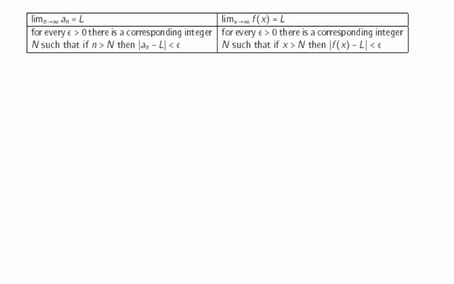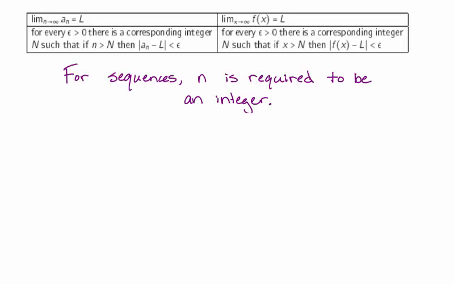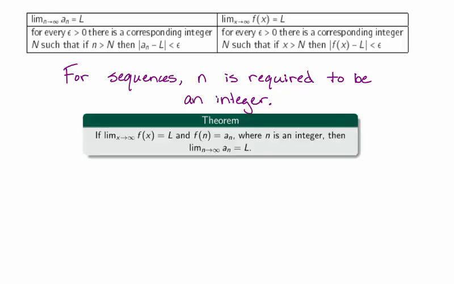Compare and contrast the definitions. Notice that the only difference between the definitions is that for sequences, n is required to be an integer. Thus, unsurprisingly, we have the following theorem. If the limit as x goes to infinity of f(x) equals L, and f(n) equals an, where n is an integer, then the limit as n goes to infinity of an equals L.